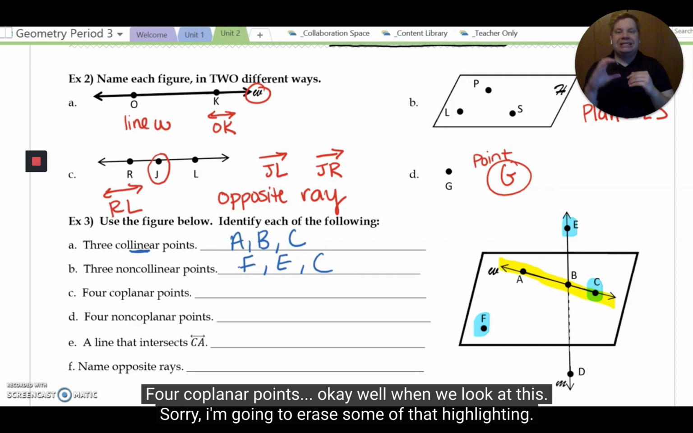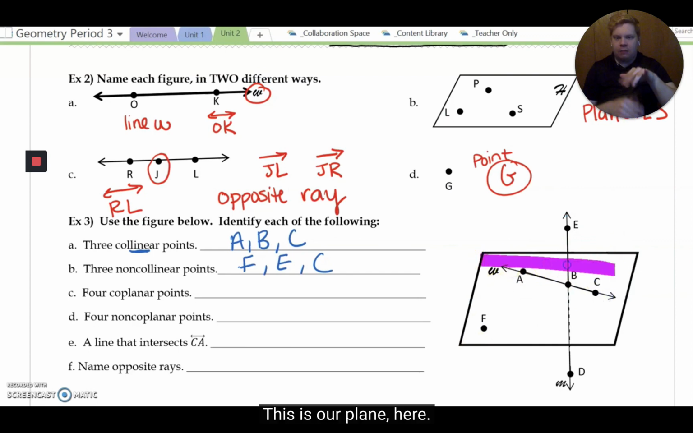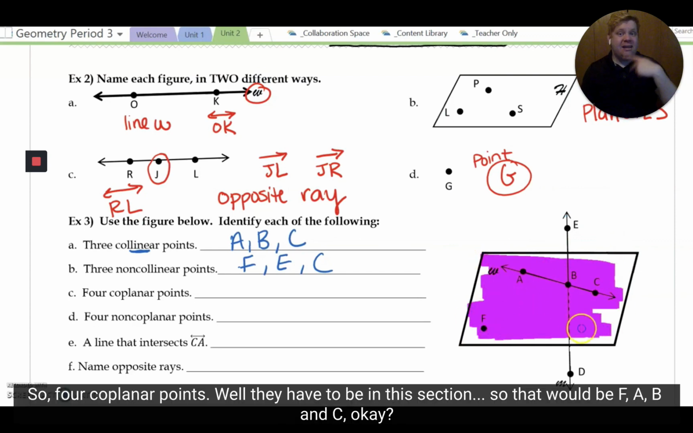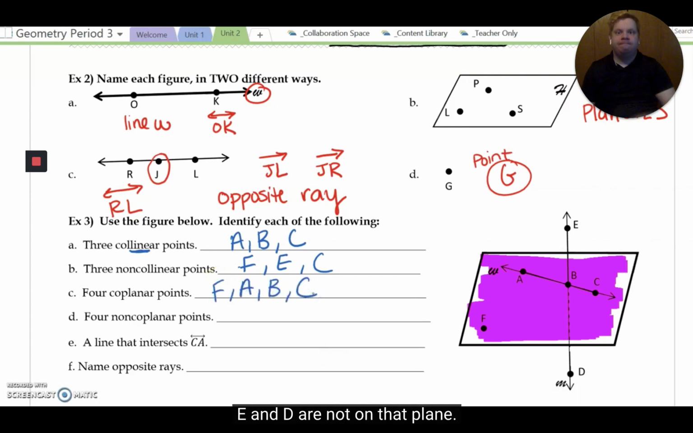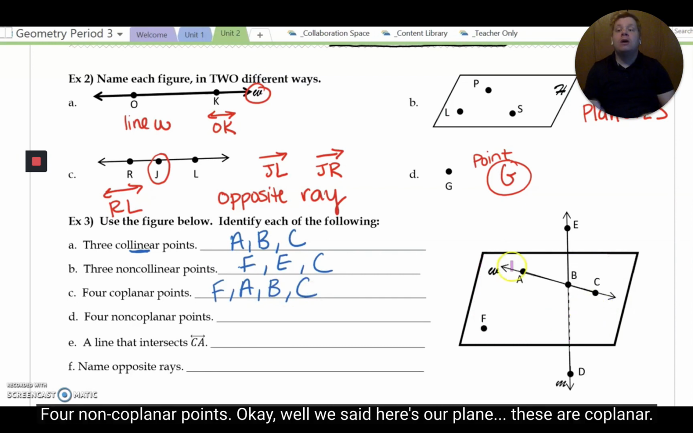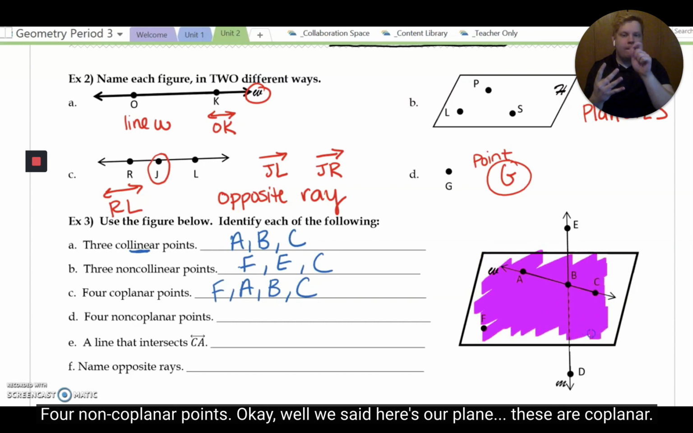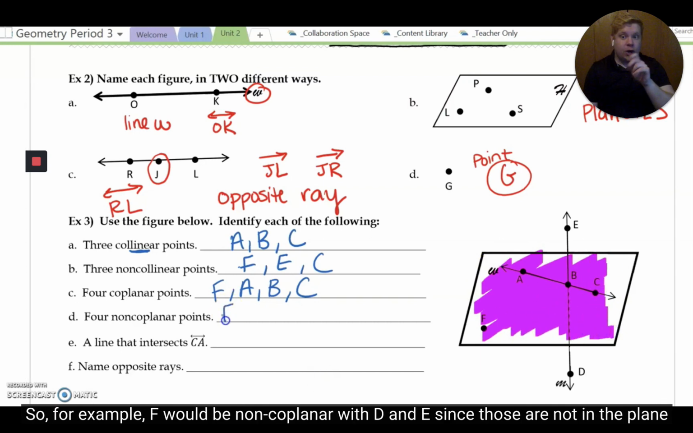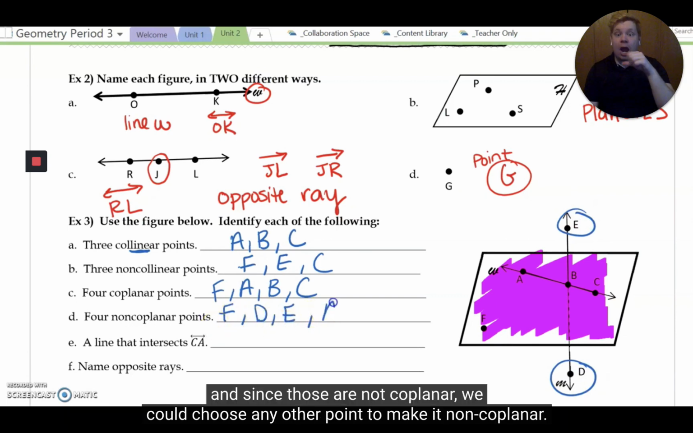4 coplanar points. Okay, well, when we look at this, I'm going to erase some of that highlighting. This is our plane here. So 4 coplanar points, well, they have to be in this section. So that would be F, A, B, and C. Okay, E and D are not on that plane. 4 non-coplanar points. Okay, well, we said here's our plane. These are coplanar. So, for example, F would be non-coplanar with D and E, since those are not in the plane. And since those are not coplanar, we could choose any other point to make it non-coplanar.